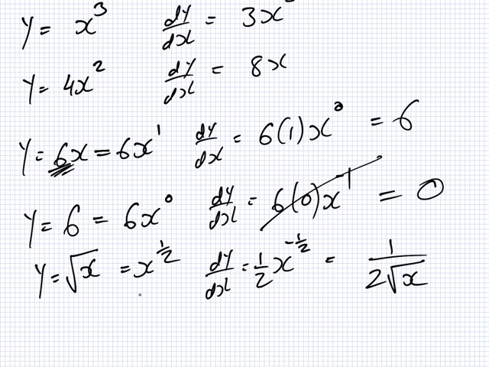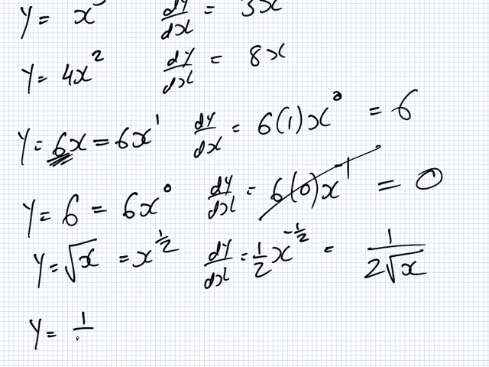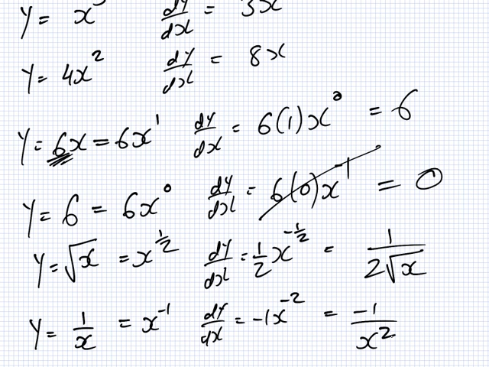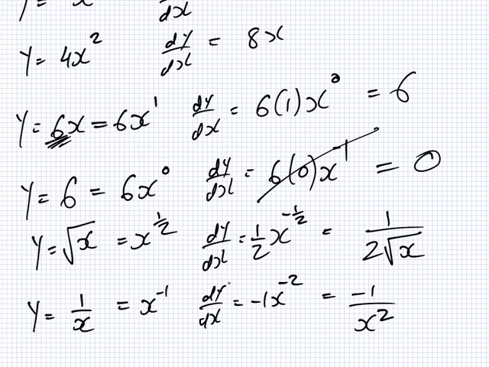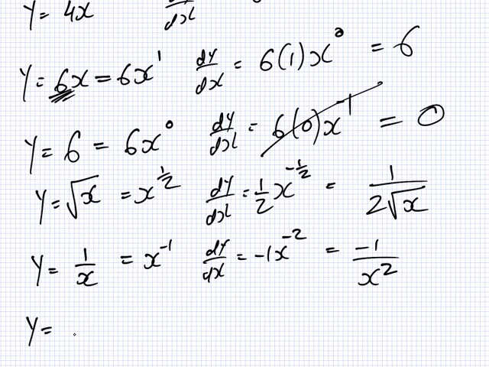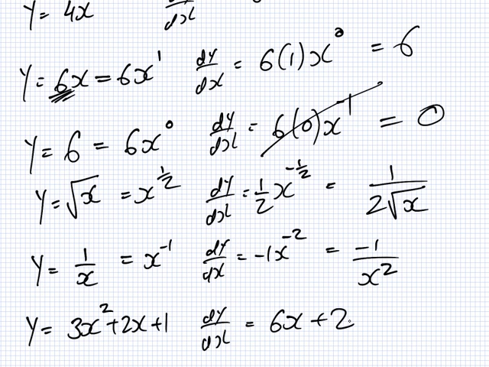And then one more, y equals 1 over x. What should we change that into? x to the minus 1. Yeah, so dy dx equals minus 1 x to the minus 2, which is minus 1 over x squared. And lastly, what's also nice about this rule is it also works when you add. So for example, if you had 3x squared plus 2x plus 1, the derivative would be 6x plus 2, yeah.